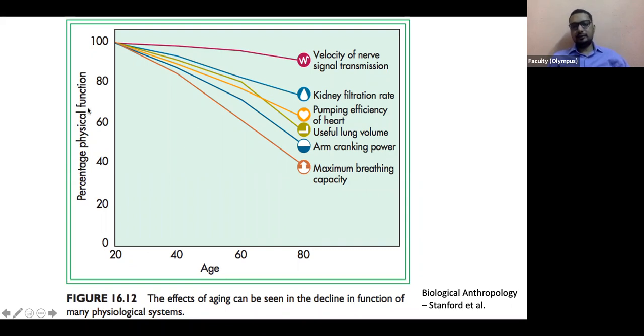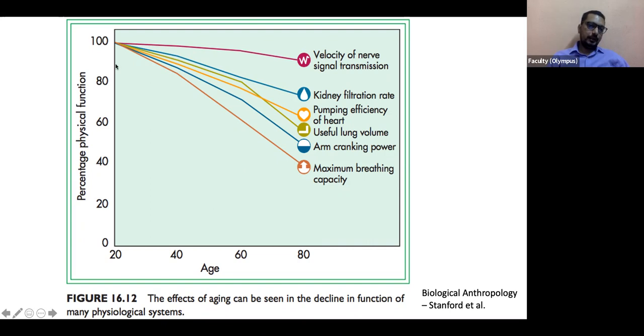So what are we learning here? What is this image showing? This image is showing how physiological function declines with age, the effects of aging on physiological function. Look at the different lines here. Velocity of nerve signal transmission: how fast do nerve signals travel? How fast do you pick up something? How fast do you respond? Don't you see that with age we respond slowly? One reason is that the speed at which nerve signals transmit decreases.